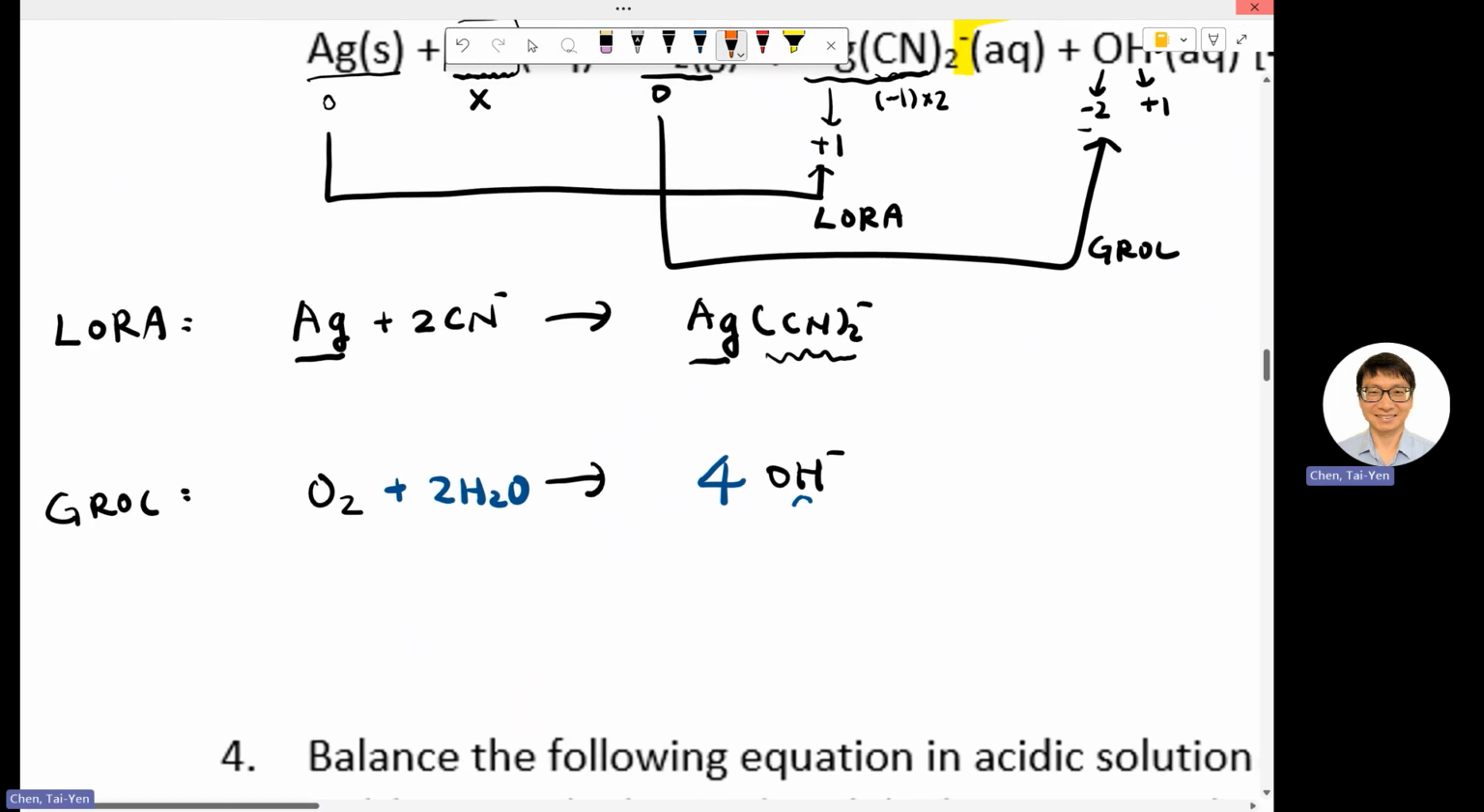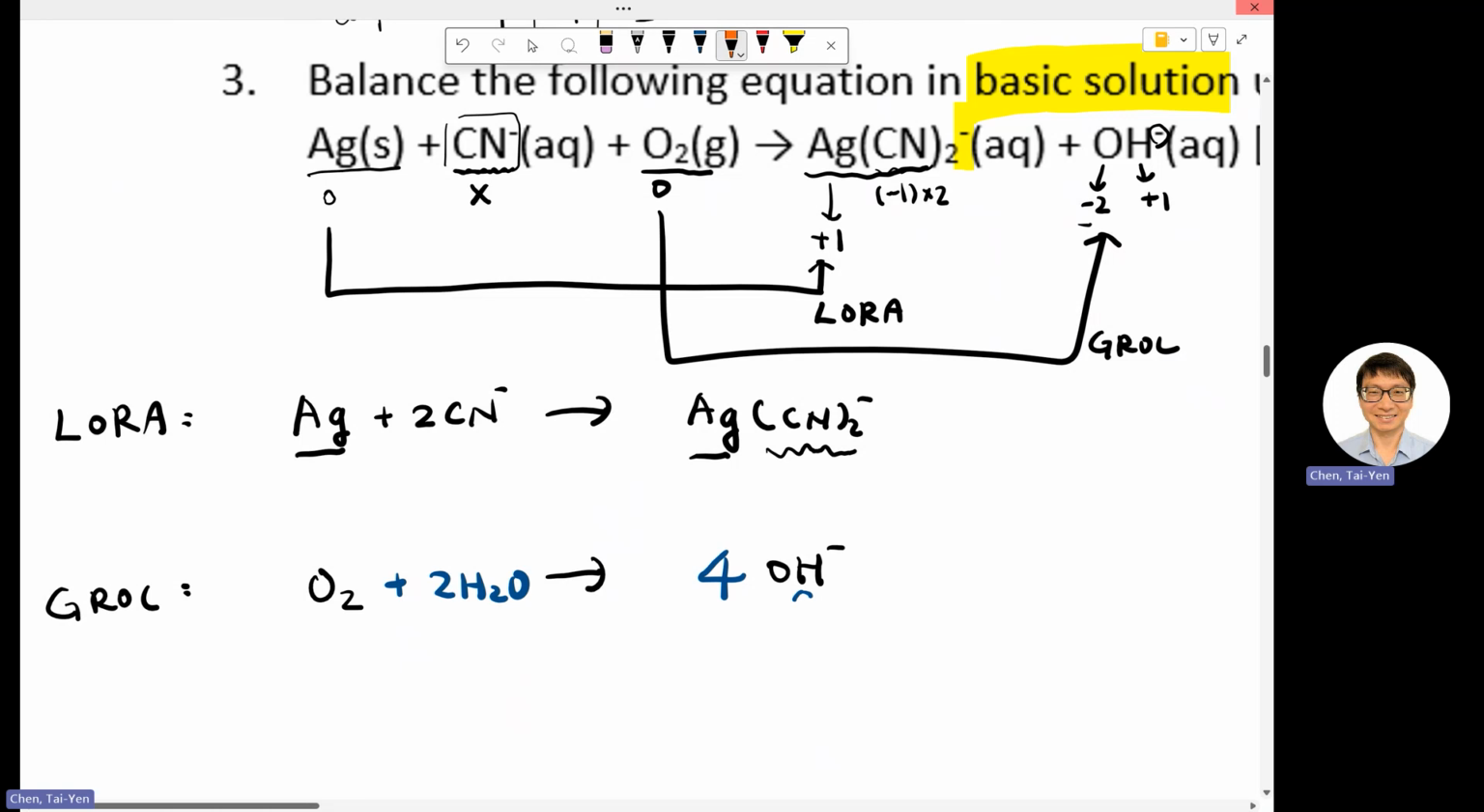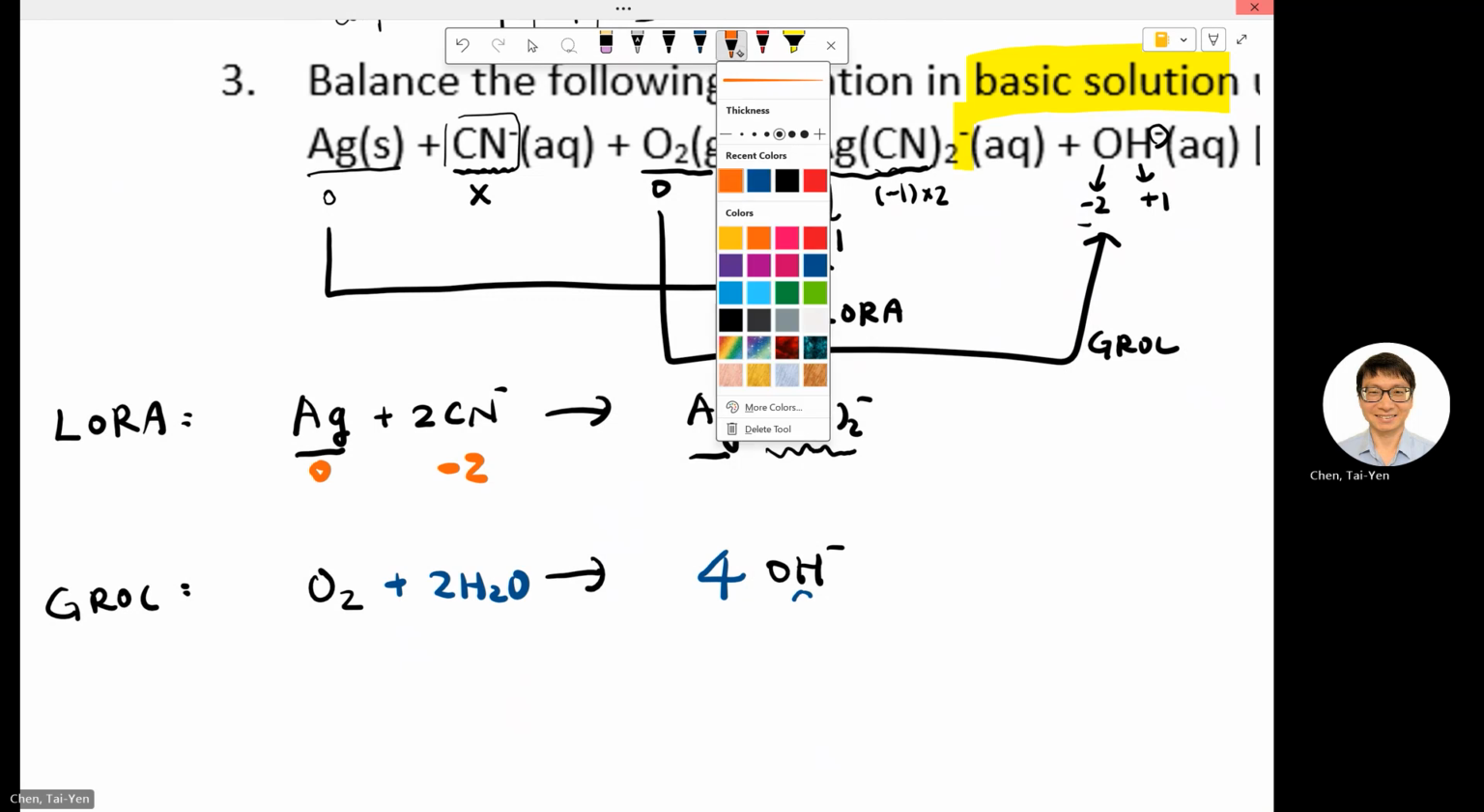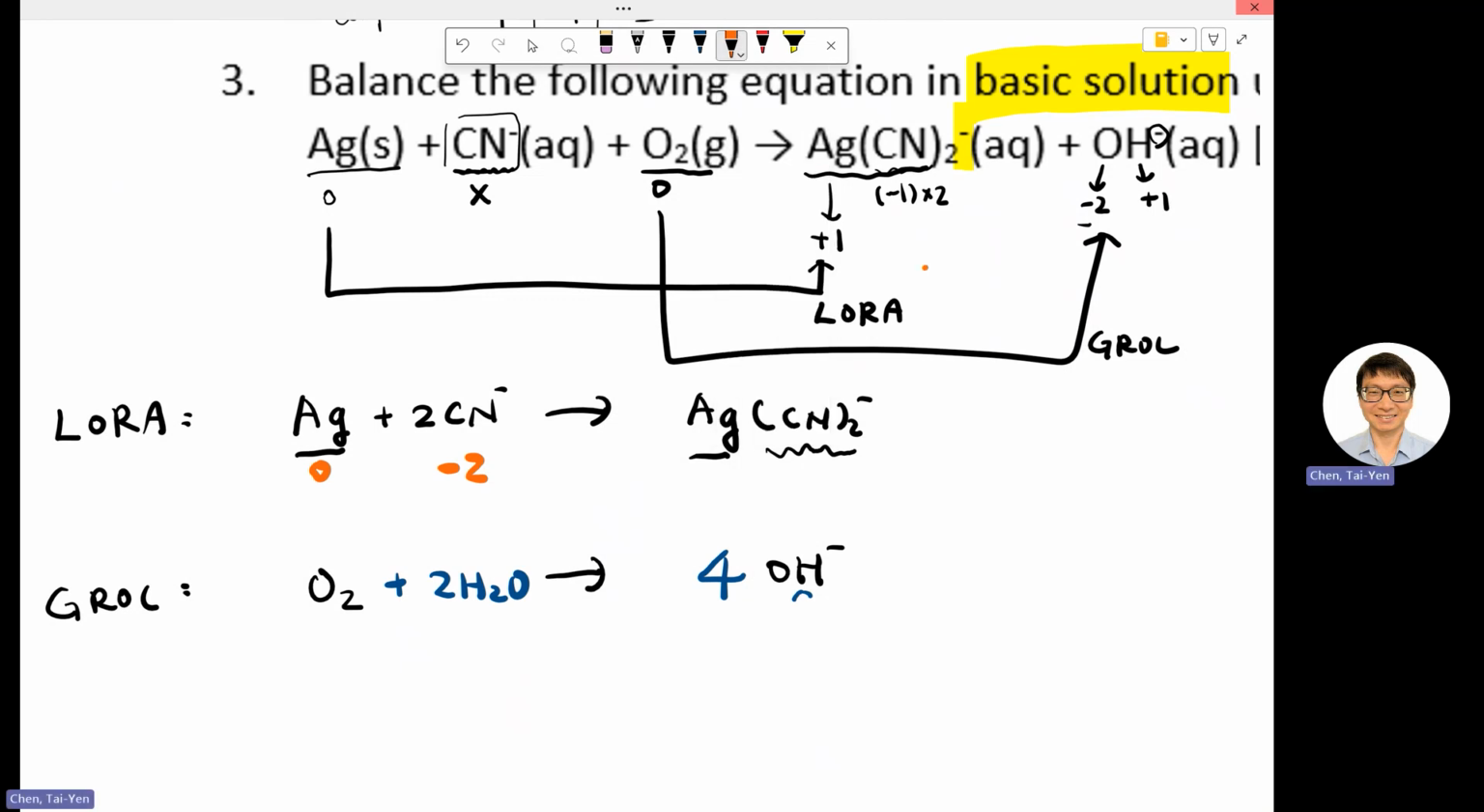Number 3 is to balance the charge of your LoRa and G-rock individually. So here, the Ag doesn't carry any charges. 2 CN minus give you -2. And then you have one molecule Ag(CN)2 that carries simply -1 charge. So you can see that your product side is short of 1 electron. So we add in 1 electron for your LoRa.